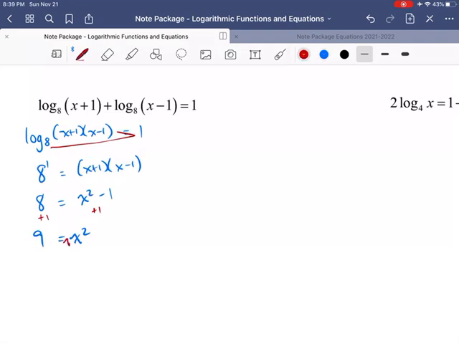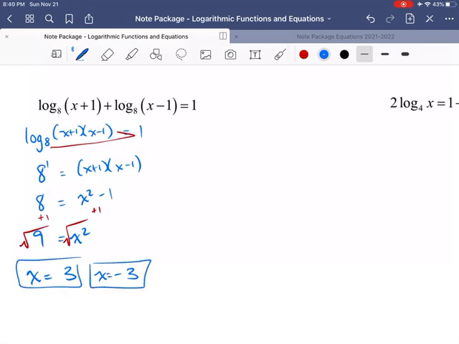And then if you take the square root here, you will get x is equal to 3, or x is equal to negative 3. If we check this, however, negative 3, if you substitute that back in here, you'll get a negative log. And so that's no good. So that is a solution that will not work.